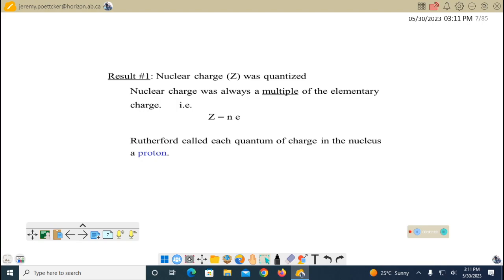Okay, so nuclear charge, which we call Z because we haven't used Z for anything yet, was quantized. And he found that nuclear charge was always a multiple of the elementary charge. Rutherford called each quantum of charge in the nucleus a proton. We call them that as well.